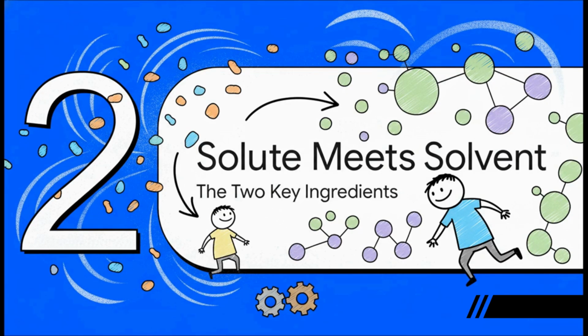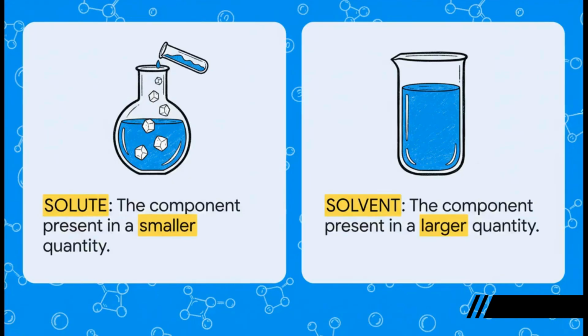Now, every single solution out there, it doesn't matter what, is made of two parts. You can kind of think of them as the two main players on a team. So let's meet them. And here's our duo, the solute and the solvent. And telling them apart is actually super simple. The solvent is just the part you have more of, the larger quantity. And the solute, that's the stuff you have less of. So in our saltwater example, water is the solvent and the salt is the solute.